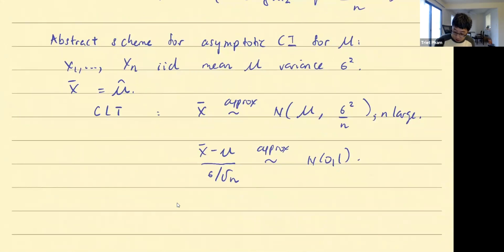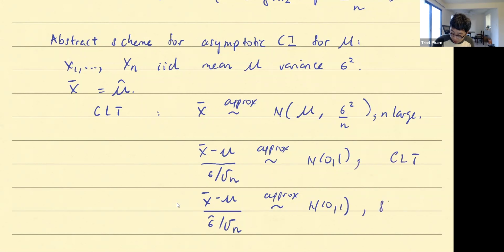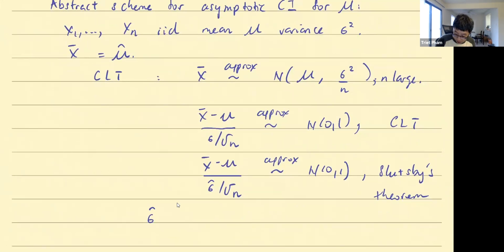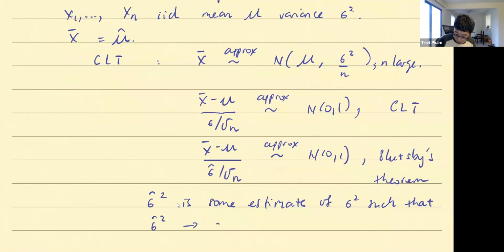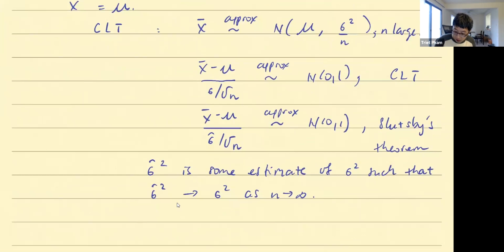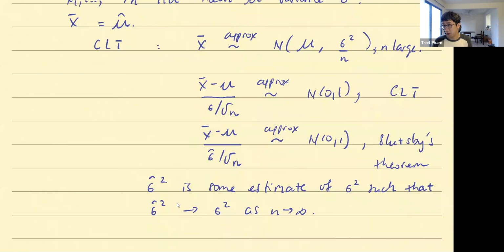So you do one extra approximation. In other words, you replace this sigma with sigma hat. So far this is still the central limit theorem, but here the justification is Slutsky's theorem, where sigma hat square is some estimate of sigma square such that sigma hat square converges to sigma square as n goes to infinity. The caveat here is that sigma hat square in this statement does not have to be the sample variance. It can be, but conventionally it's not in confidence interval building.